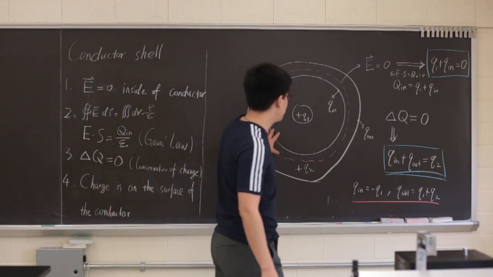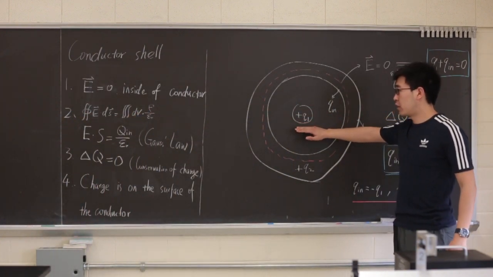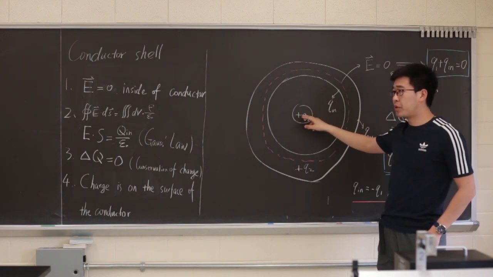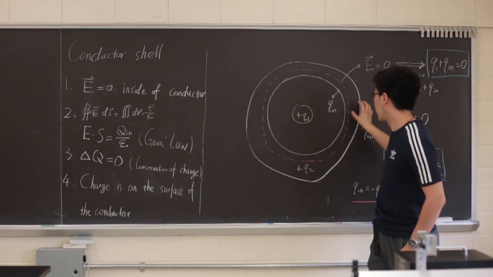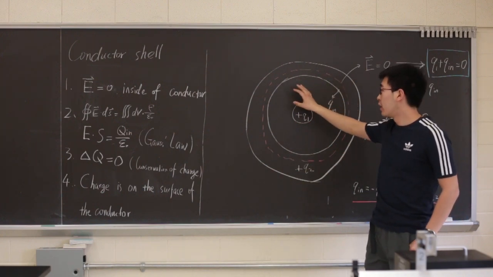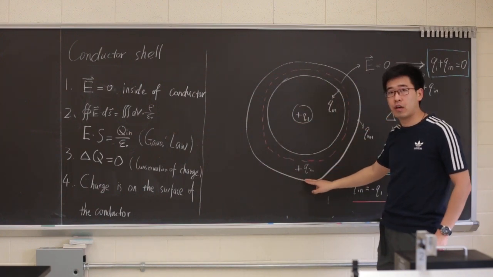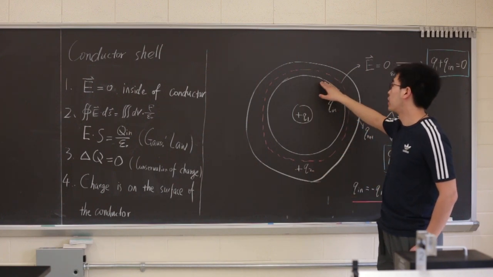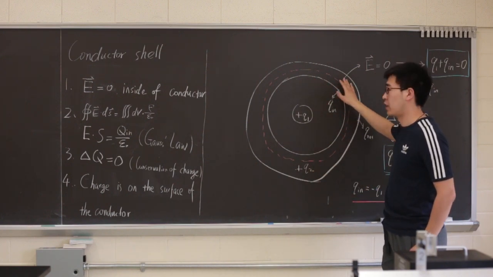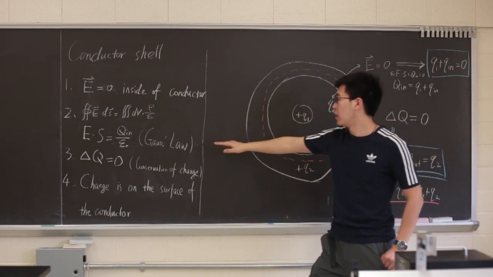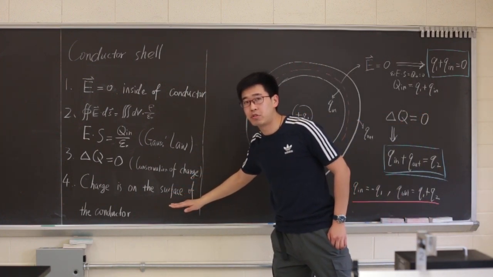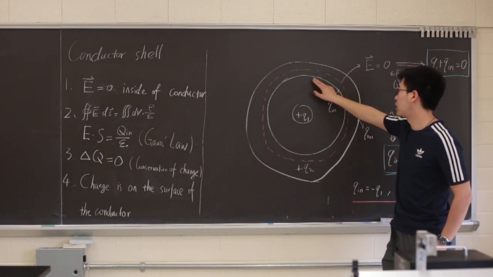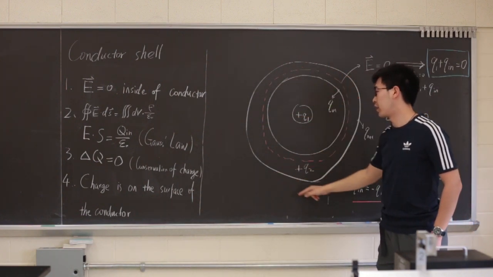So let's see the problem. We have a charge plus Q1 at the middle, and a conductor shell outside, which has a total charge of plus Q2. We want to know the charge on the inside surface and outside surface, because we know the charge will distribute on the surfaces of the conductor. So we only have charge distributed here and here evenly.